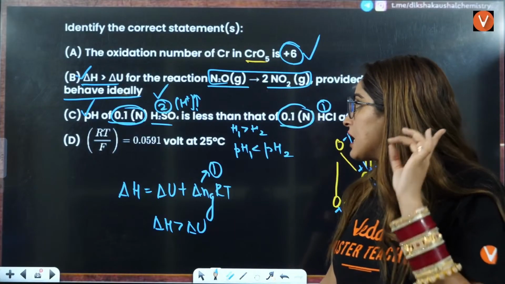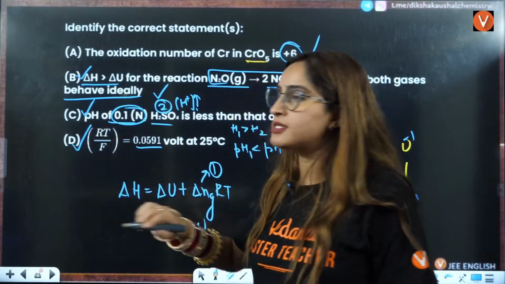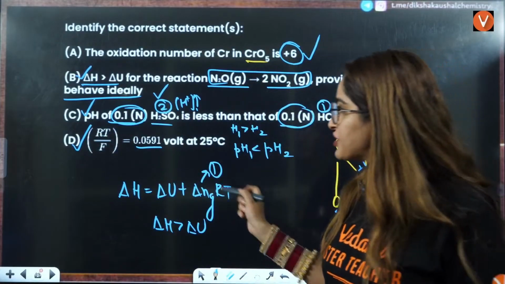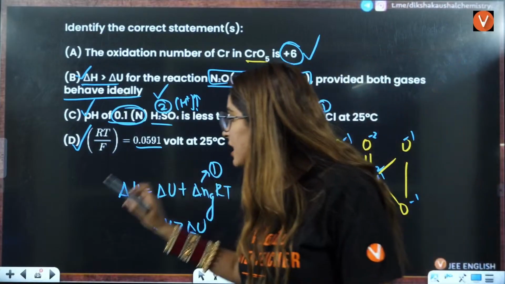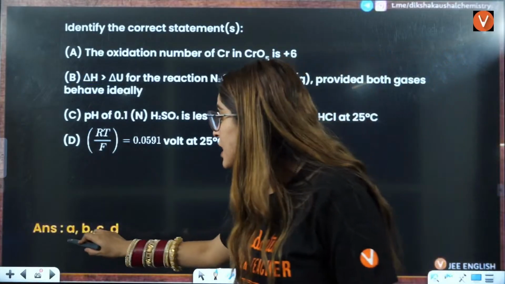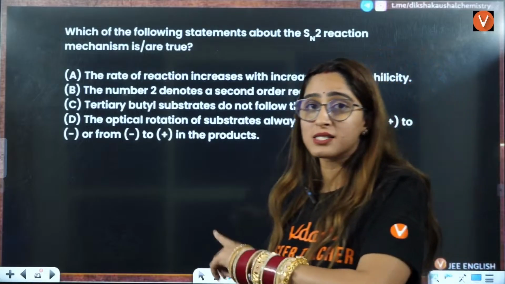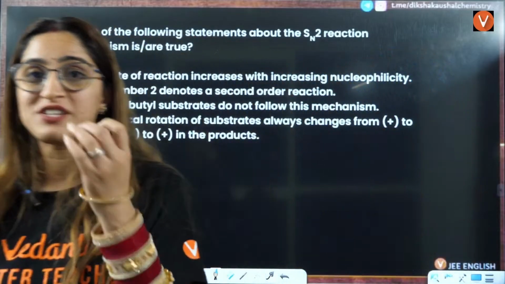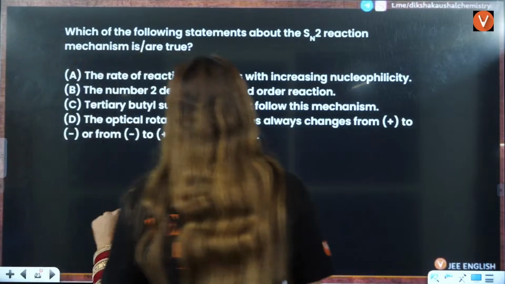Okay. Next is RT by F is this. This is a very general statement. We have done this in the Nernst equation. RT by F is 0.059 volts, right, at 25 degrees Celsius. So the answer will be, all the statements are correct here. This is for 2 marks. They told us the 2 marks questions, that 5 questions of 2 marks will be asked. This is that question, okay.